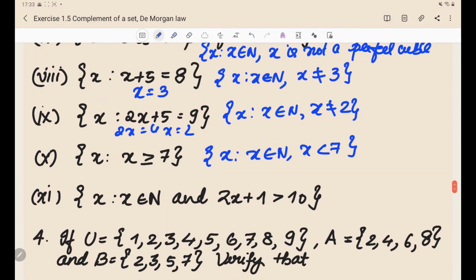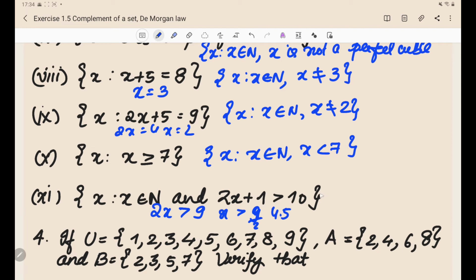2x plus 1 greater than 10. So you have to find that. 2x plus 1, that is 2x greater than 9, and x is greater than 9 by 2, that is 4.5. x is greater than 4.5 means until 4. So until 4 you can write.